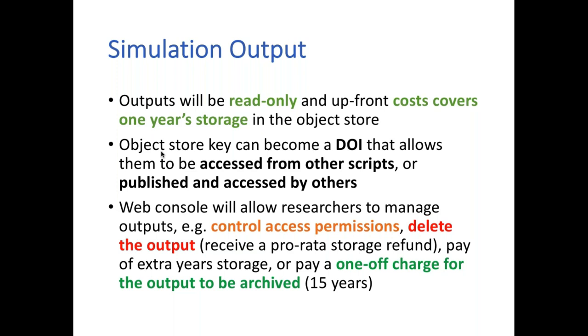We are going to produce a web console which will allow researchers to manage outputs. For example, you could use that DOI and control access permissions. So basically enable other people to share it or make it public. You can delete the output and receive a pro rata storage refund. You can pay for extra year storage because only 1 year is paid for upfront. Or if you want to archive it, there'll be a one-off charge for the output to be archived.